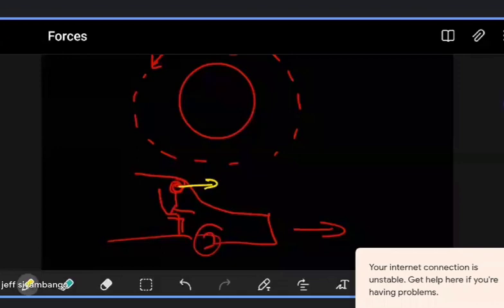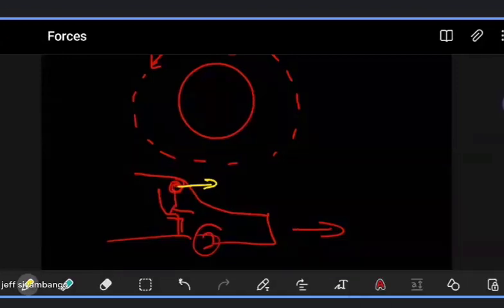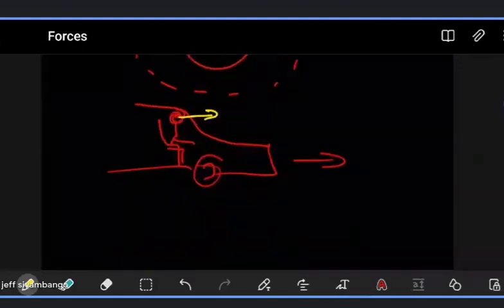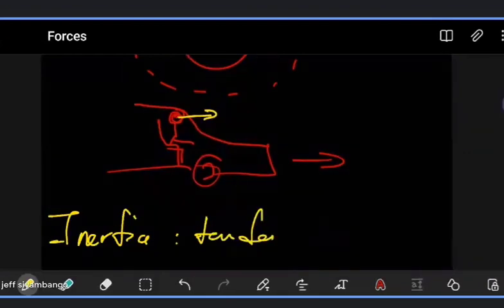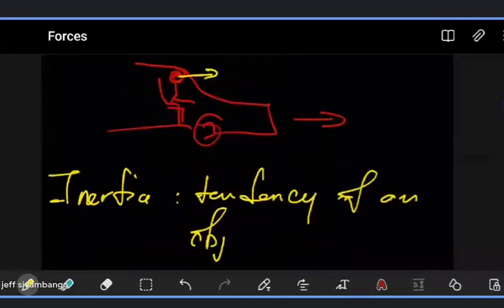But the best way of looking at this example is through the concept of inertia. The law of inertia just says one thing. If we were to define inertia, we just say it is a tendency of an object to resist change in motion.